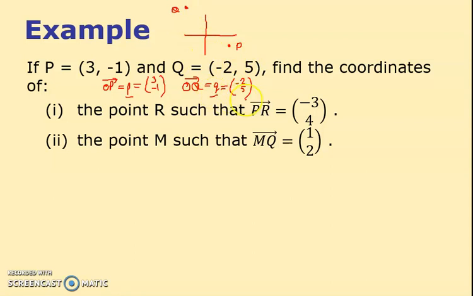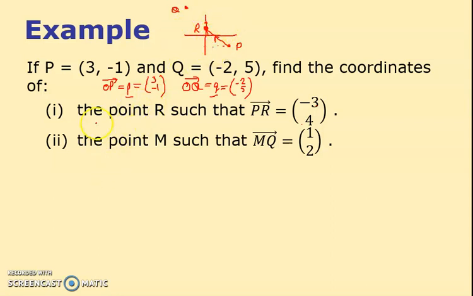And it says to go from P to R, I go 3 left and 4 up. So I go 3 left, and I reckon it's around here somewhere. So I don't know exactly where it is. Let's put it there just because I don't really know where it is. But that's R. So PR is this minus 3, 4. And it wants me to find this point.